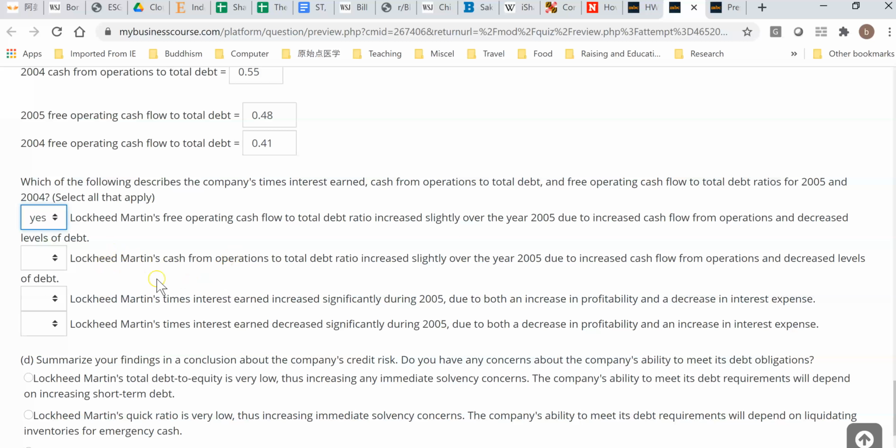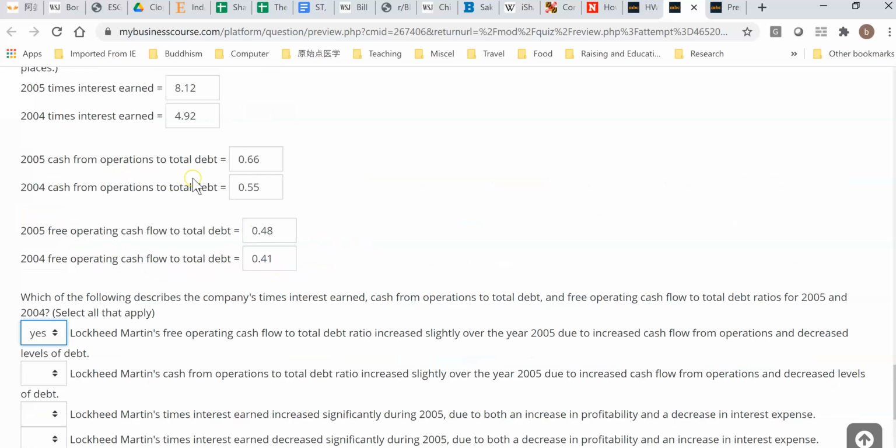Lockheed Martin's cash from operations to total debt ratio. So we know that this has also been increasing. Increased slightly over the year 2005 due to increased cash flow from operations and decreased levels of debt.